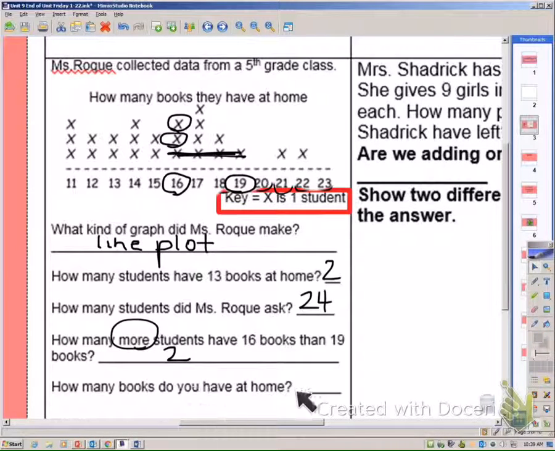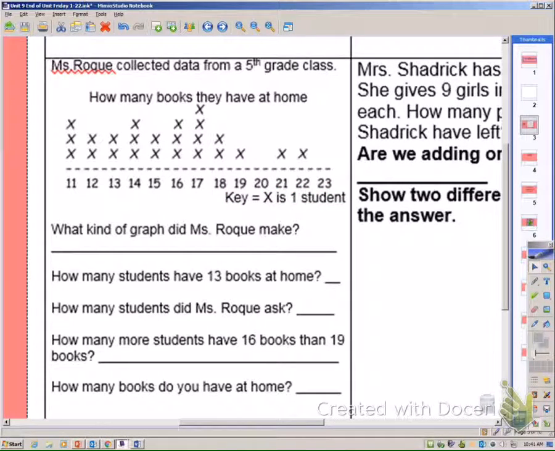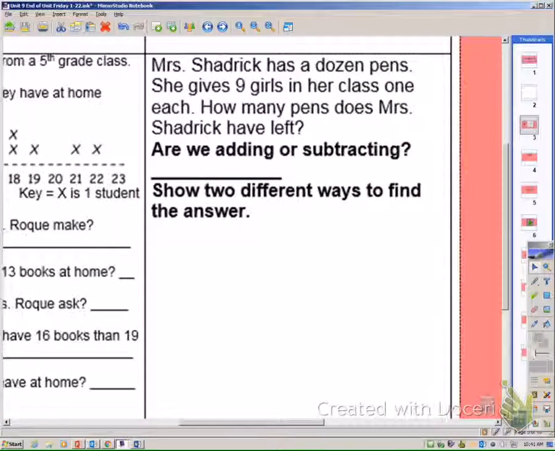How many books do you have at home? Mrs. Yo has 100 books at home. Right? This could have been any number, for it says, how many do you have at home? So there is no correct answer for this one. And let's look at our last one.